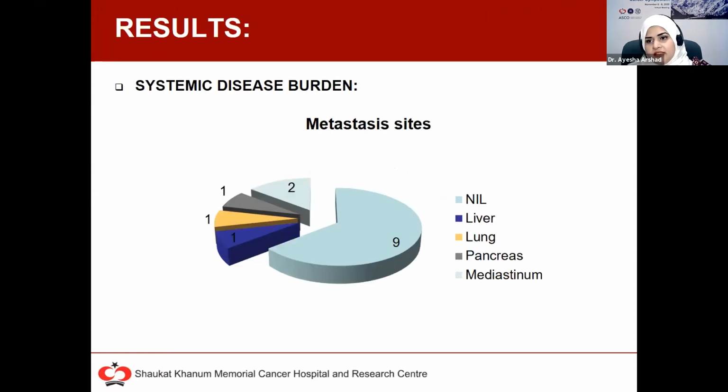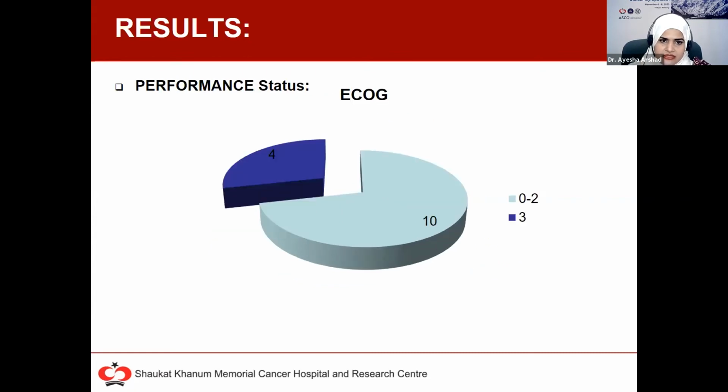Then the systemic disease burden, another important factor. As expected, we can see that two-thirds of the patients did not have any systemic metastasis. The other patients had a single metastasis in the liver, lung, pancreas, or mediastinum, but their prognosis was deemed to be more than 3 to 6 months by the treating oncologist. Therefore, they were offered surgery.